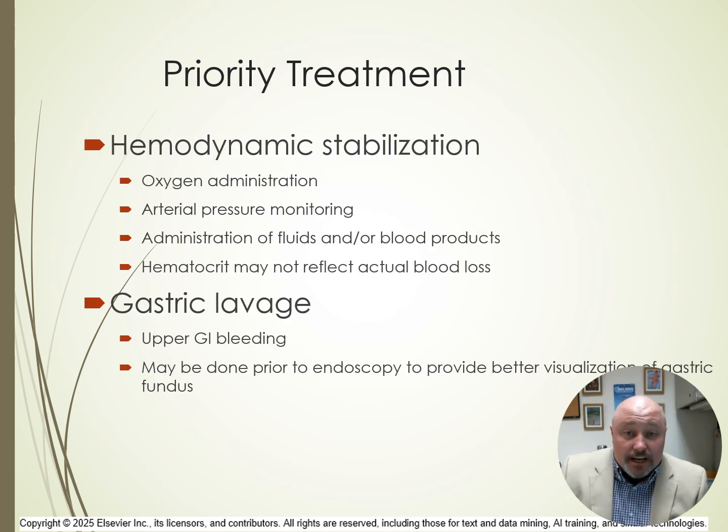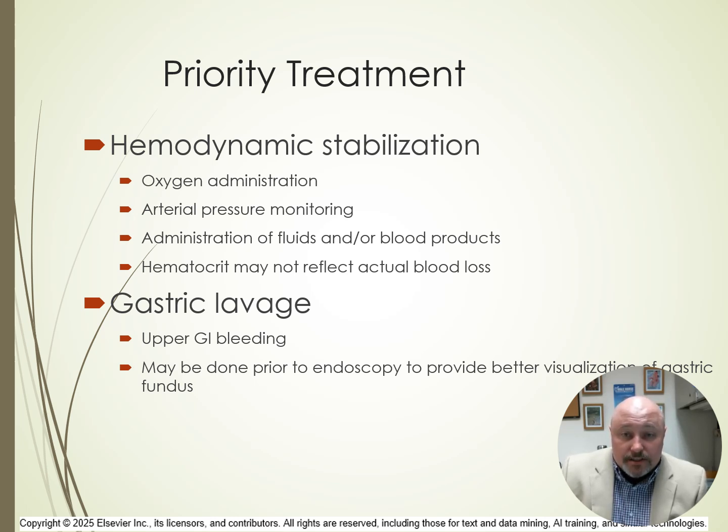Patients who are hemodynamically unstable need to have immediate venous access using large bore intravenous catheters, and the administration of fluid is started. Gastric lavage used to treat upper GI bleeding, or before endoscopy for acute upper GI bleeding, is safe and provides better visualization of the gastric fundus.